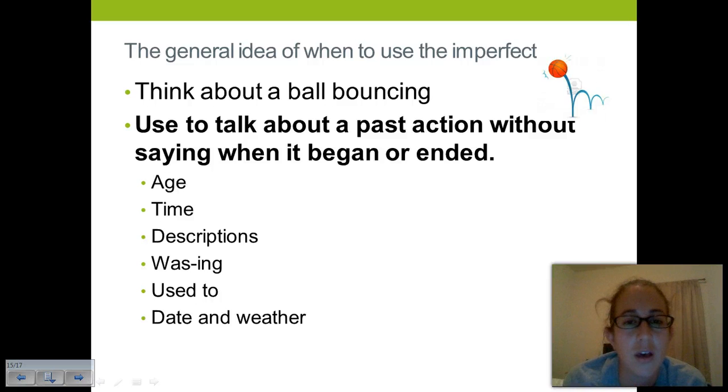Alright, when we're talking about age in the past, we use the verb tener. When we talk about time, we're going to use our verb ser. When we're talking about descriptions of people or situations, we're going to use the imperfect tense. Remember that "was -ing" idea, or "we used to." And then if we're talking about the date and the weather, we're going to use the imperfect tense as well. So, make sure you get those notes down, and here are some examples.